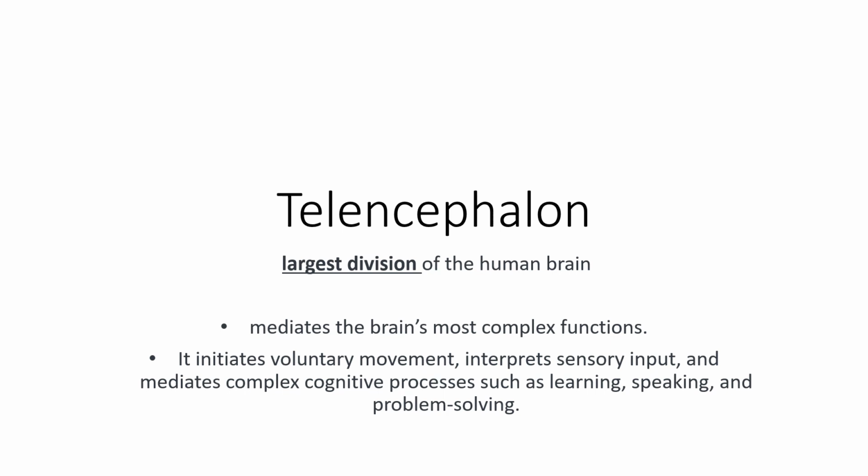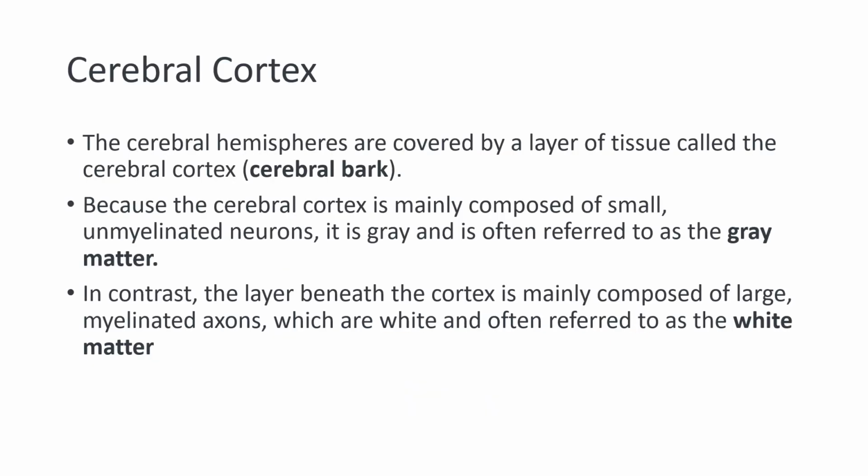So first let us try to understand what is a telencephalon. As I said, this is one area of the brain which undergoes a lot of development even after birth. This is the largest division of the human brain. This is the one that mediates the most complex functions of human beings. It is the one that initiates voluntary movement. It mediates complex cognitive functions such as learning, language, problem solving, reasoning, decision making. Any higher order cognitive function is generally mediated by telencephalon.